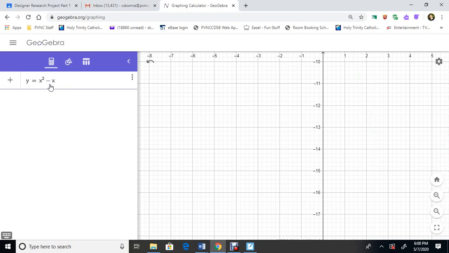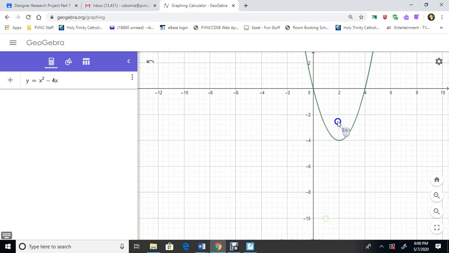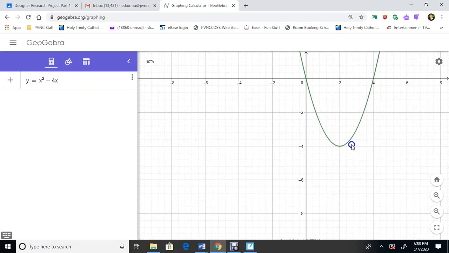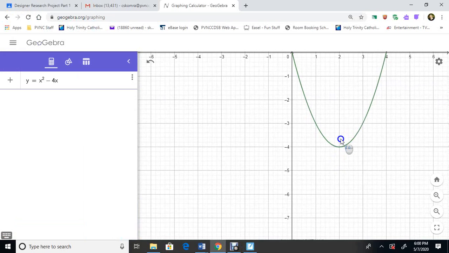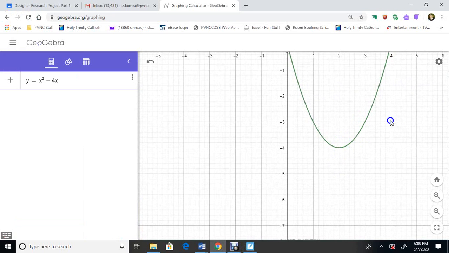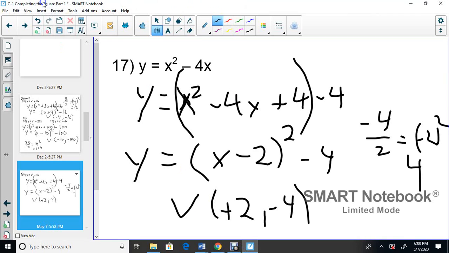Minus 4. Okay, let's go take a look at where the vertex is. Oh, there. It's at 2, minus 4. So the vertex is 2, minus 4, just completing the square. The step pattern should be 1. If you go over 1, you go up 1, over 1, up 3. Okay, let's go to the next question.